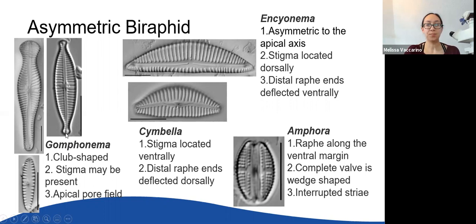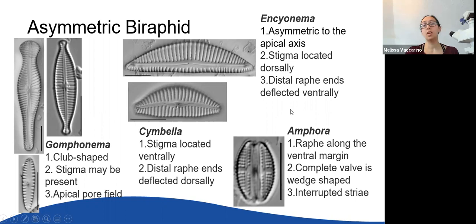In Encyonema, they're also, again, asymmetric to the apical axis. And the stigma is located dorsally on these guys. And the distal raphe ends are deflected ventrally. So you can see in this orientation of the picture, they're coming down. Versus Cymbella, where it's a little bit the opposite: the stigma is located ventrally and the distal raphe ends are deflected dorsally. So you see it hook up in this orientation of the picture.